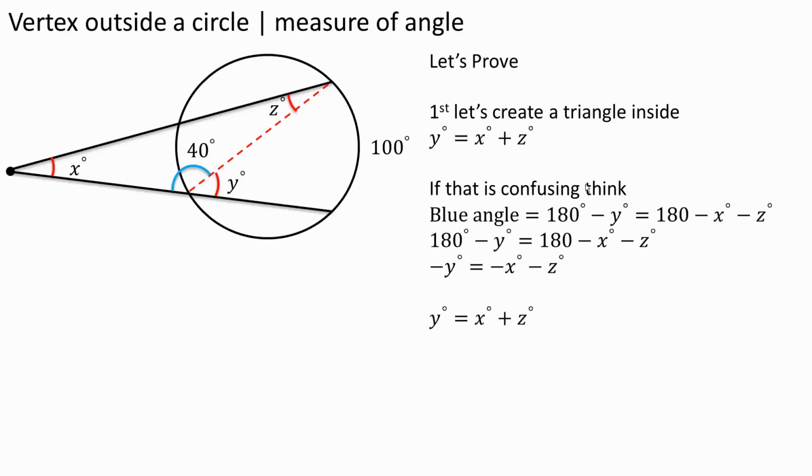Now, if that still was confusing, I'm just highlighting this blue angle. And so this blue angle here is 180 minus angle Y. Likewise, the whole triangle adds up to 180 degrees, minus X minus Z would give us the same blue angle. And so this is what we have. 180 minus Y is equal to 180 minus X minus Z. The 180s cancel. And we would get negative Y is equal to negative X minus Z. And so you could say that angle Y is equal to angle X plus angle Z.